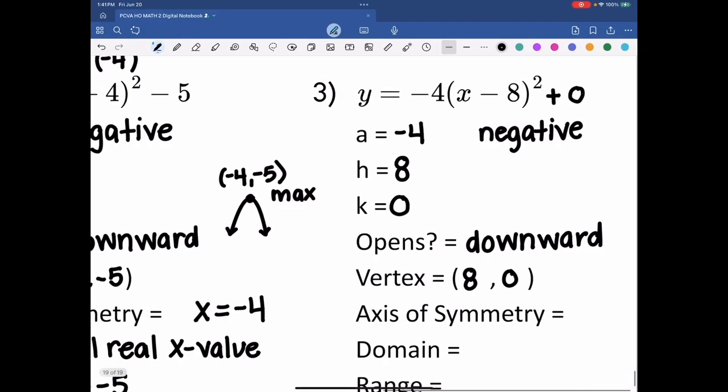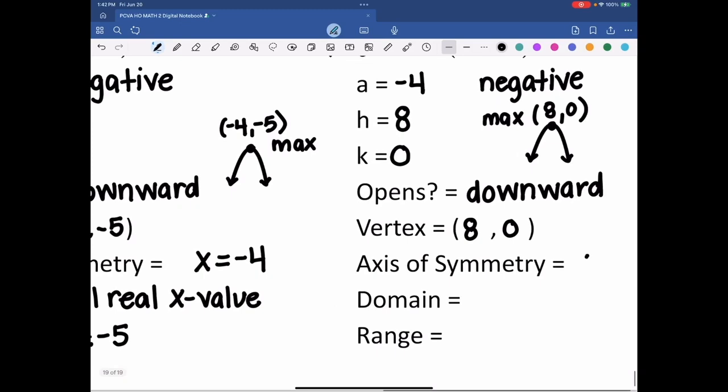So again, something similar to this, and it's going to be located at a max point of 8, 0. So my axis of symmetry is x equals 8, because it's the h value. The domain, always for a quadratic, is all real x values.